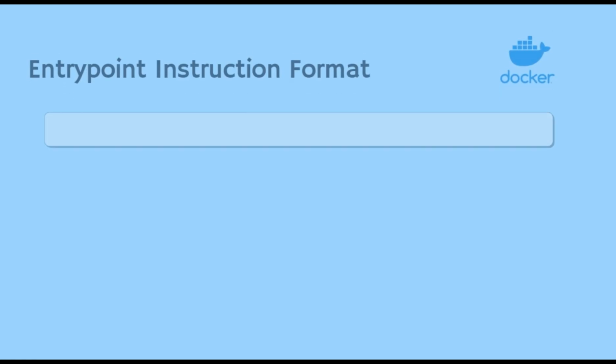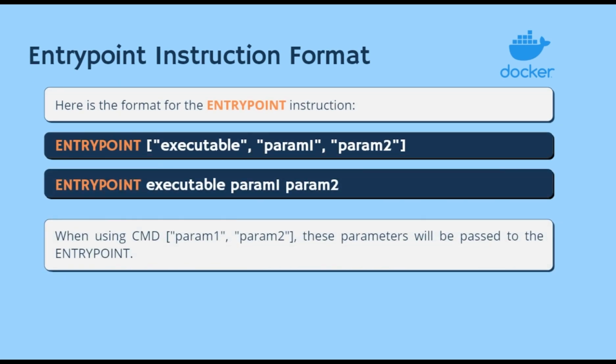Here is the format for the Entrypoint instruction: Entrypoint executable param1, param2. When using CMD param1, param2, these parameters will be passed to the entry point.